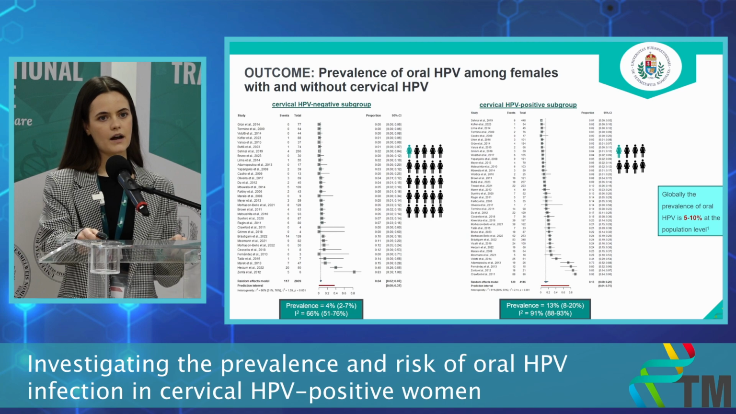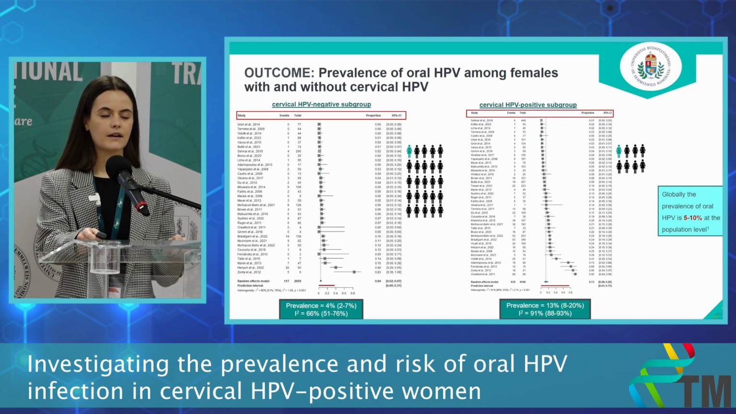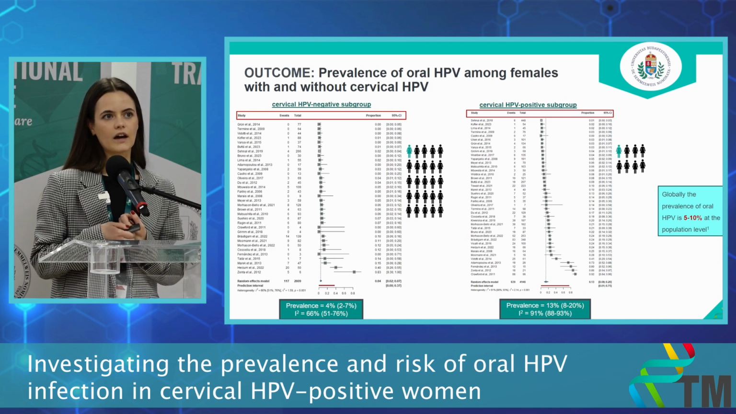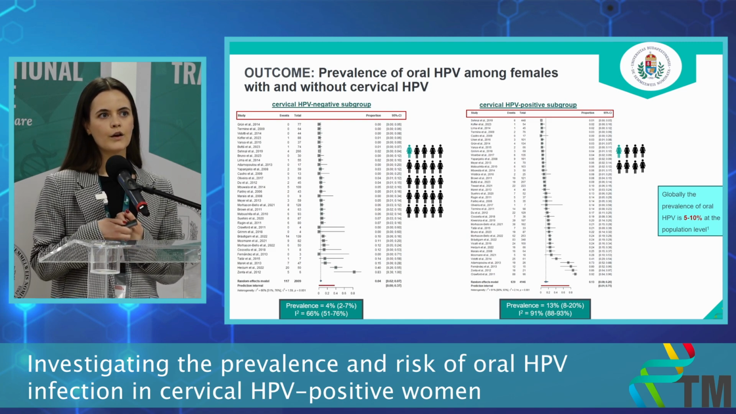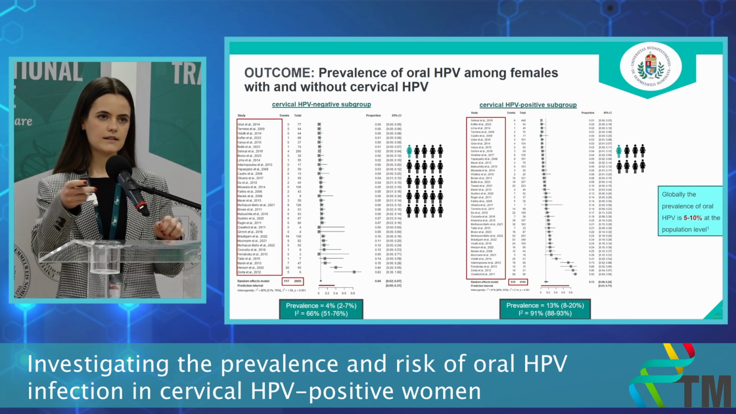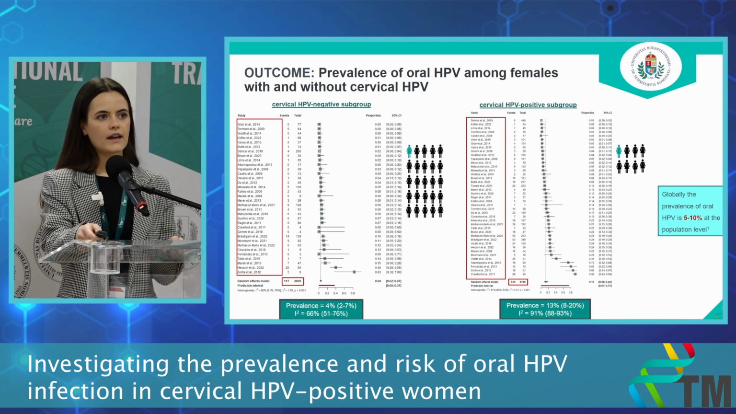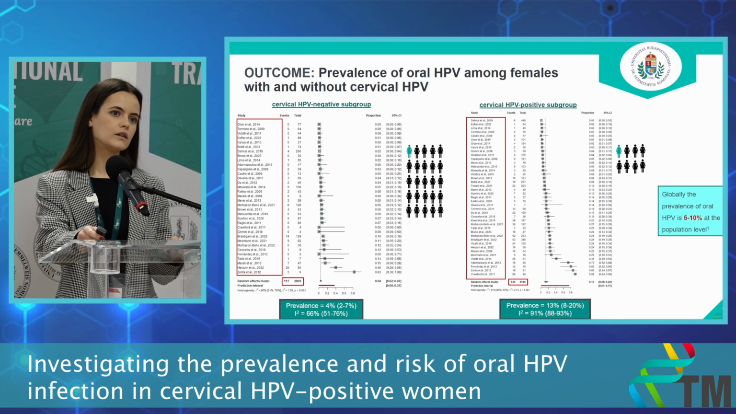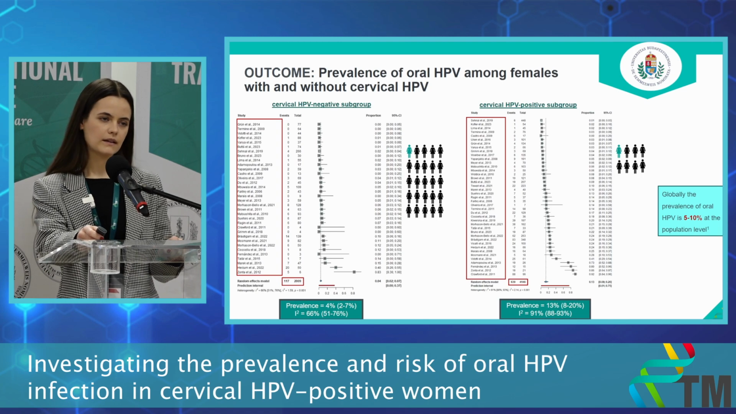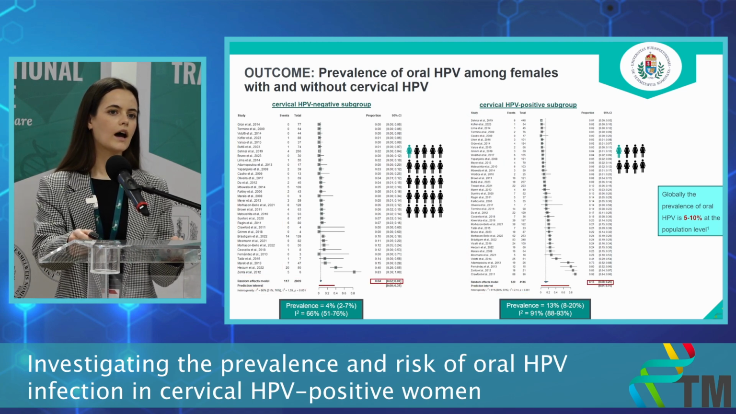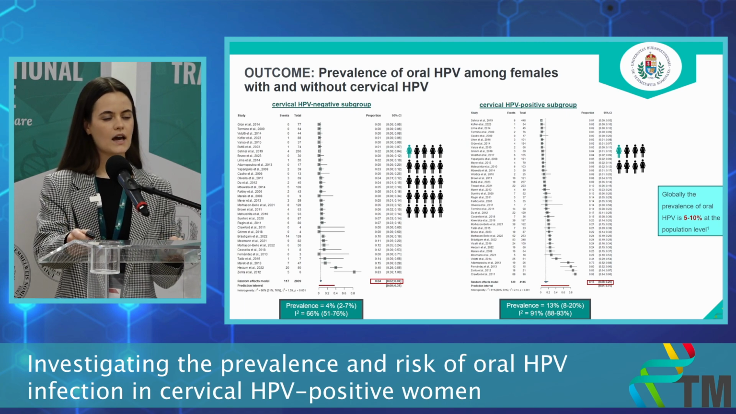And our other primary outcome is the prevalence, which we measured in proportion with a 95% confidence interval in the cervical HPV negative and the cervical HPV positive group. We were able to include 34 and 41 studies with more than 2,000 and 4,000 patients. Prospective cross-sectional studies were included. The heterogeneity was quite high. The reasons can be the same as I explained.